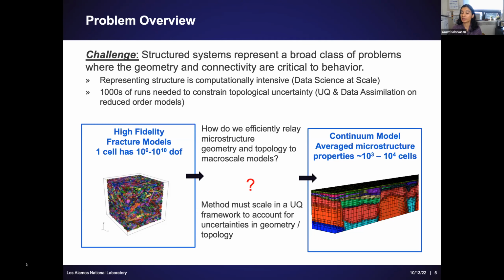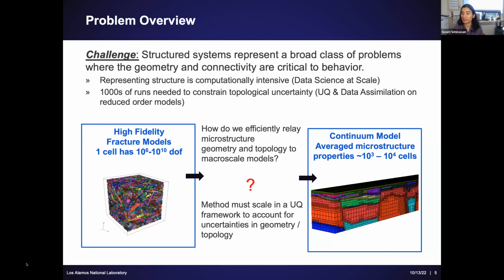Right. So what we do is we say, OK, let's average out properties. Let's represent an average permeability, average porosity, maybe some average conducting properties. And let's represent that in our continuum. However, what we're losing when we do that kind of a transformation is very critical microstructure information on the geometry.